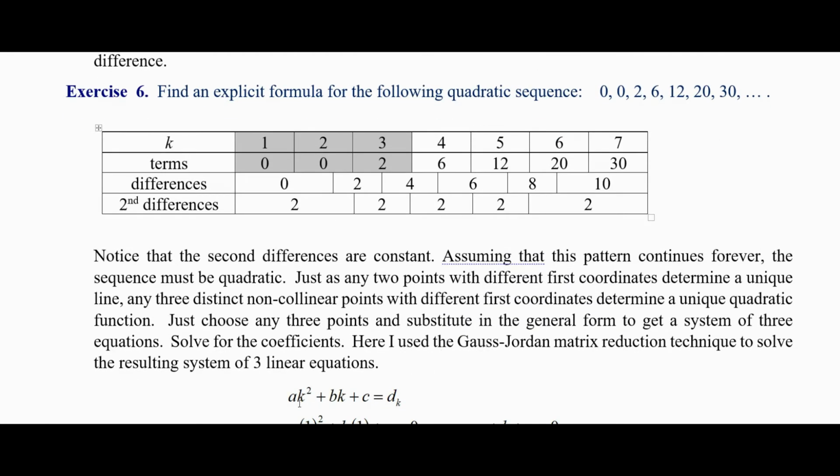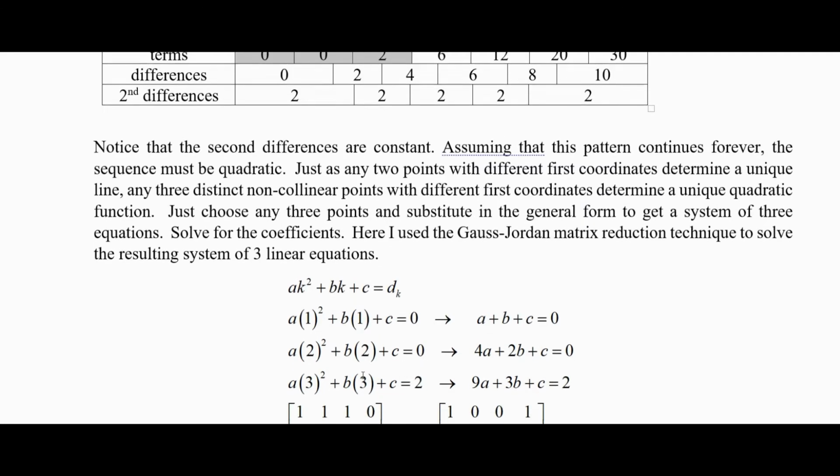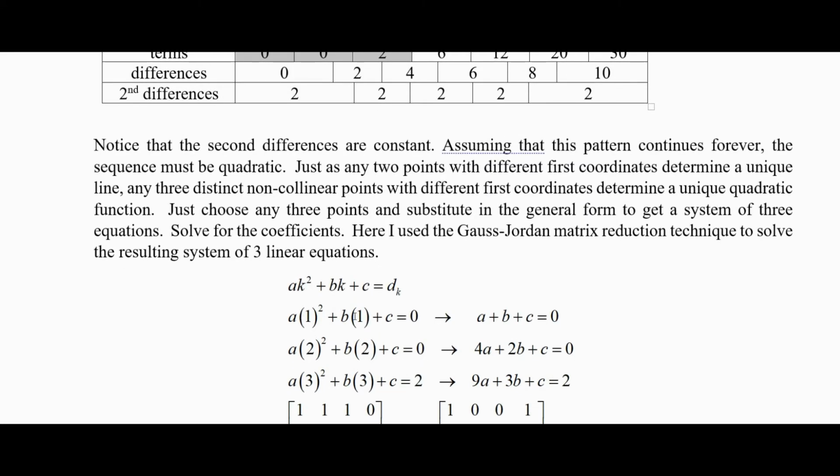So we're taking the form ak squared plus bk plus c equals d sub k for this sequence. And we're going to plug in k as 1, and then we'll get d as 0. We'll plug in k as 2, we get d as 0. Plug in k as 3, we get d as 2. So this is 1's in here. And so when we work that out, that's 1a plus 1b plus 1c equals 0. This gives us 4a plus 2b plus c equals 0. And this gives us 9a plus 3b plus c equals 2.